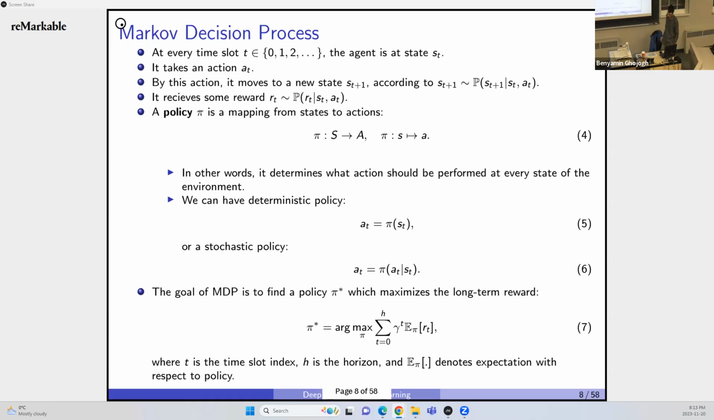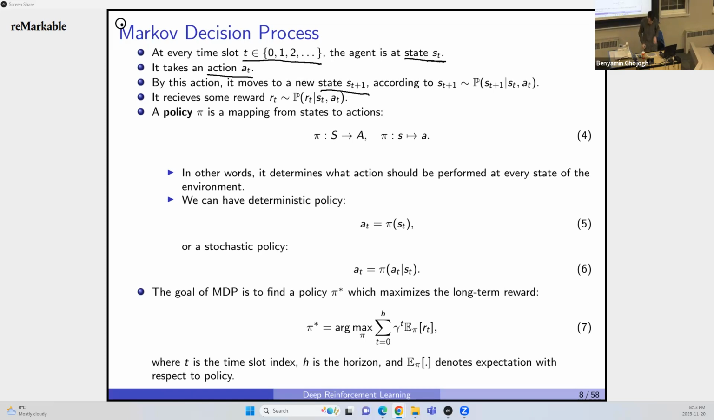Now, at every time step t, 0, 1, 2, where 0 means now and 1 means the next time step, the agent is at a state st, okay? Then it takes an action at, okay? By this action, it moves to a new state. Whatever you do, it changes the situation of the environment, st plus 1. If it doesn't do anything to the environment, st plus 1 will be equal to st, okay?